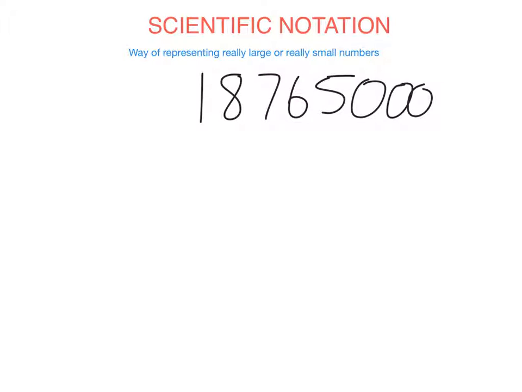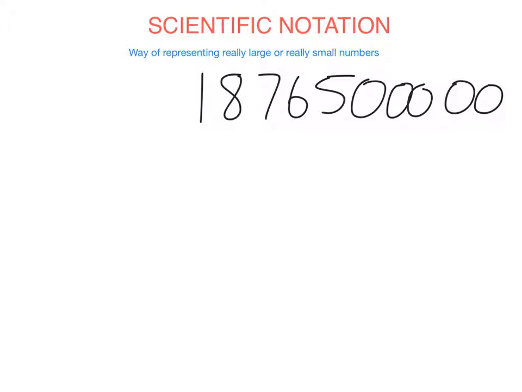Today we're looking at scientific notation. So what is it? It's a way of representing really large or really small numbers in a way that's easy to understand. So let's say I have a number here. I'm just going to make up some random digits. Okay, it's a very, very, very big number.